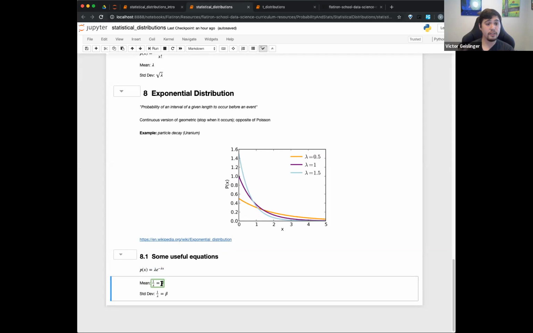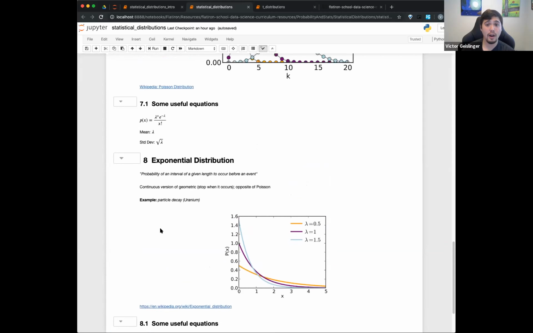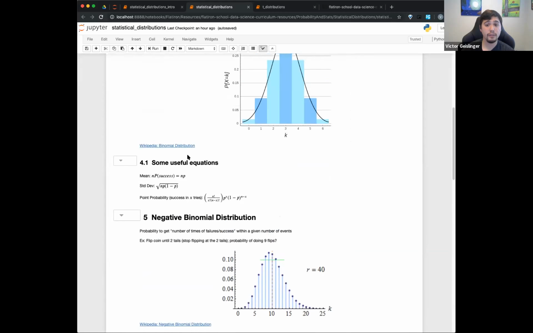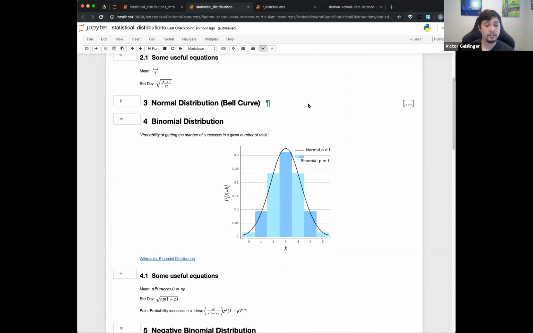All right, so those are the different distributions. I think the biggest new ones are our exponential, our Poisson, negative binomial, and our binomial distributions. Any last questions before I move on to t distributions?